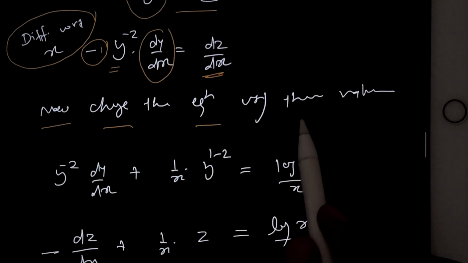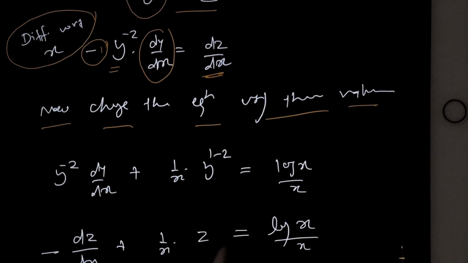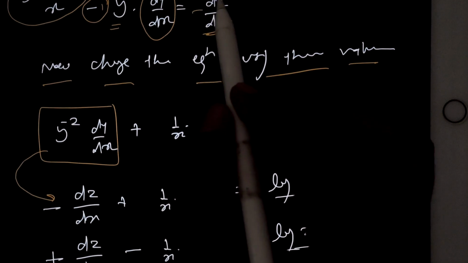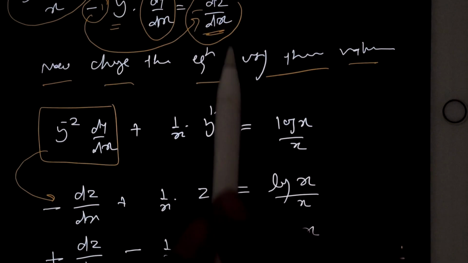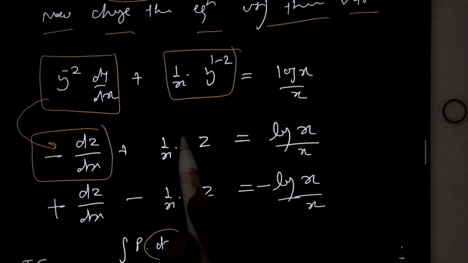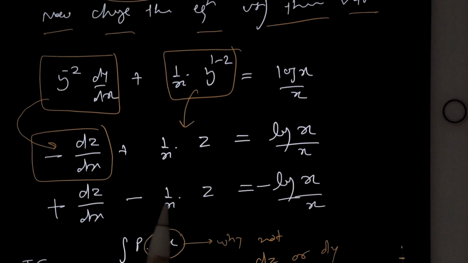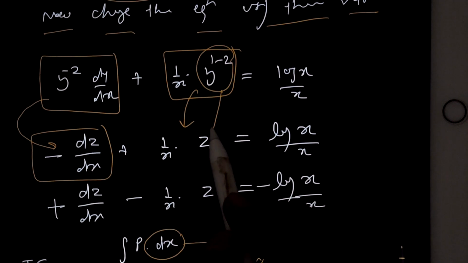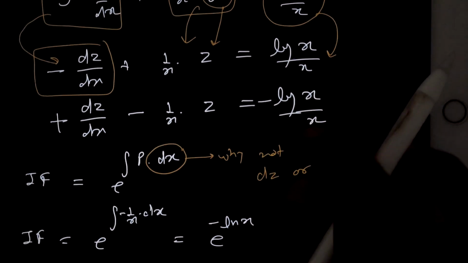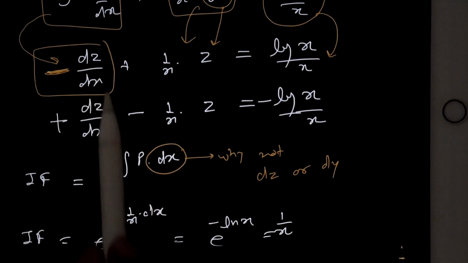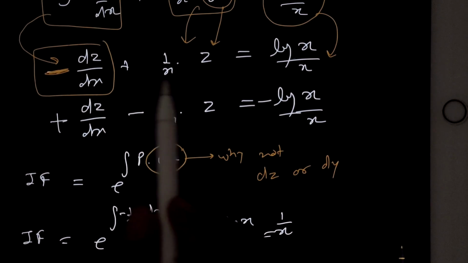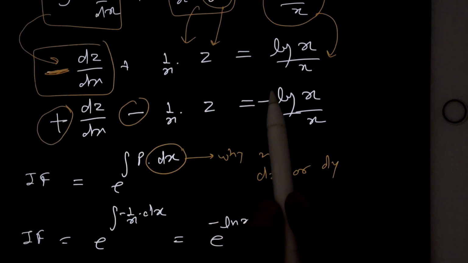Now change the equation using these changes. This entire thing I will replace as minus dz by dx, because the minus sign is here, and that minus sign I send here. And 1 by x y power minus 1, I will replace directly with 1 by x z, because I am considering this part as z. Log x by x I didn't touch, as it is. Now because this minus sign is there, the coefficient should be 1. So again multiply the minus sign throughout the equation. So here positive, here negative, here negative.